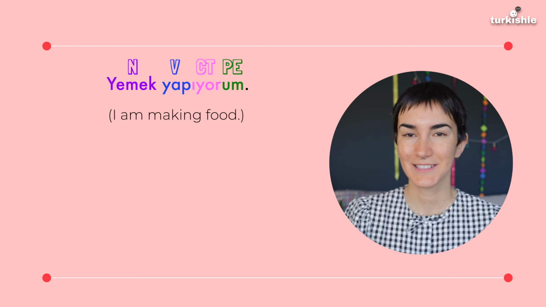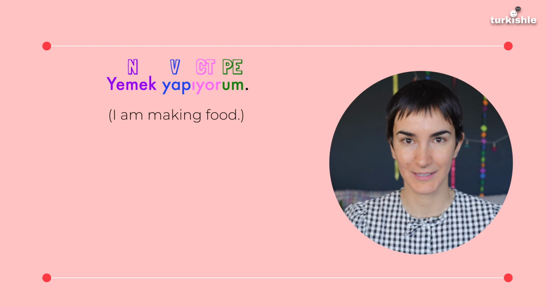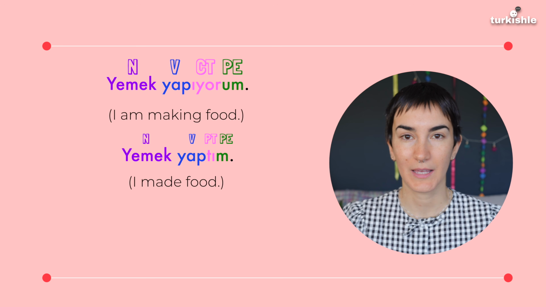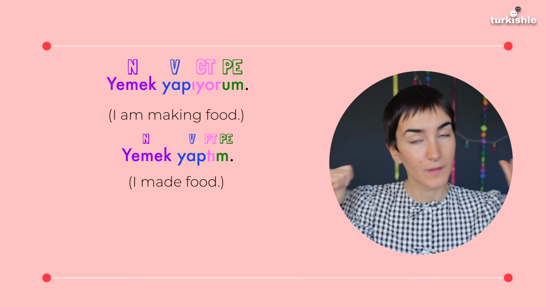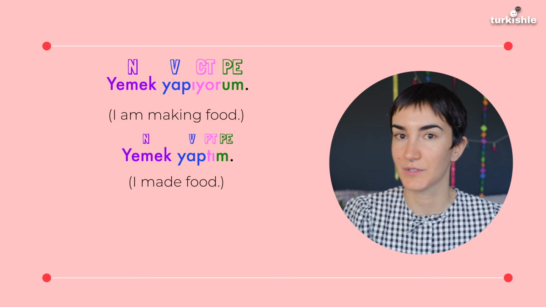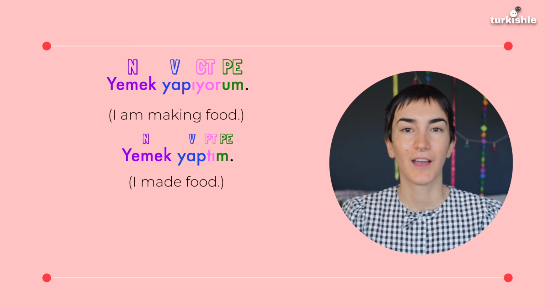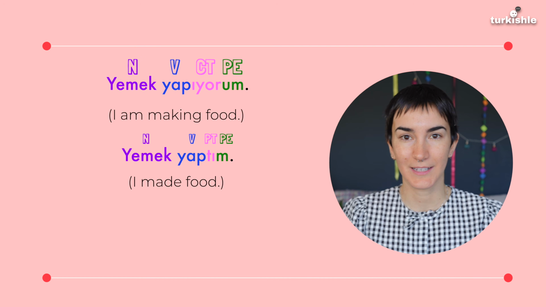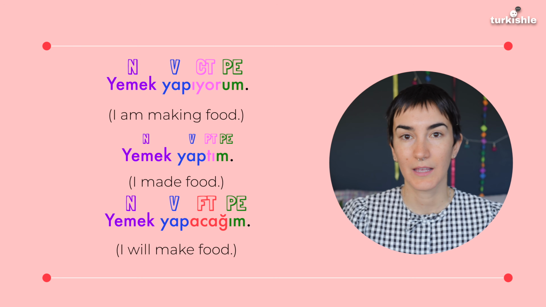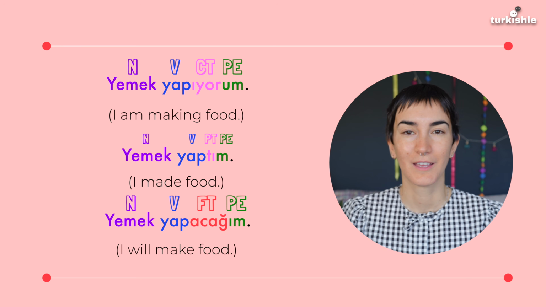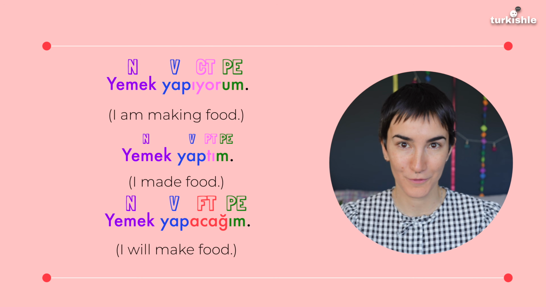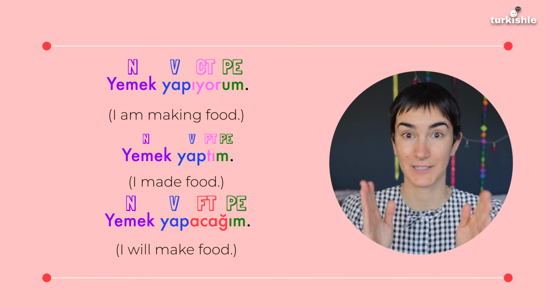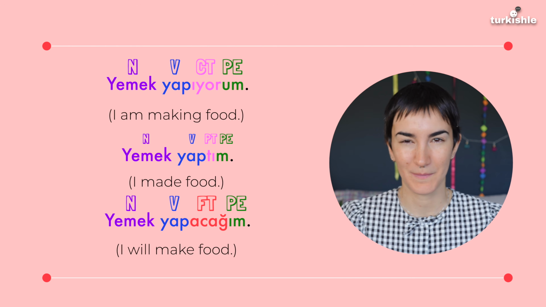We can change this and make a past tense sentence and say yemek yaptım. Notice how the past tense also goes at the end of the verb. And we can make this future tense and say yemek yapacağım. Notice how the future tense goes at the end of the verb. Yapacağım in speech. So the tense goes at the end of the verb and the verb goes at the end of the sentence, usually.